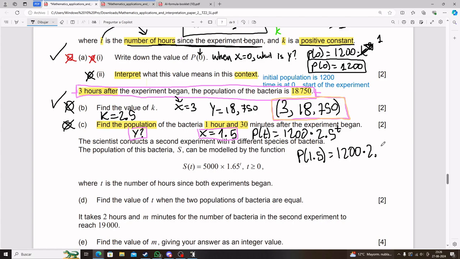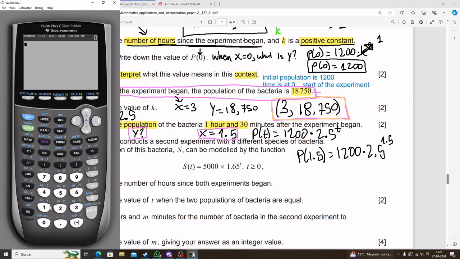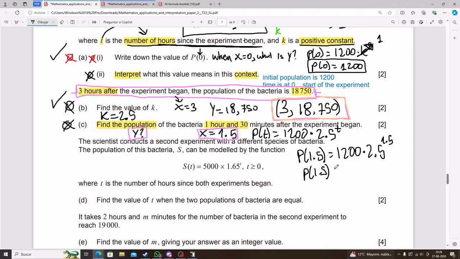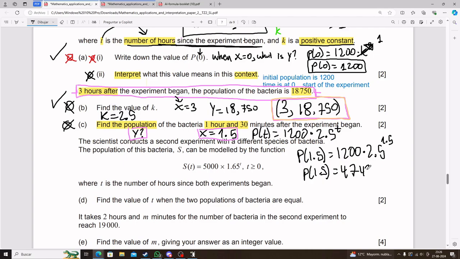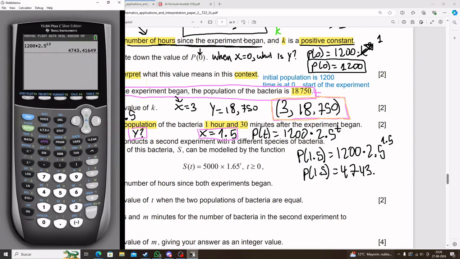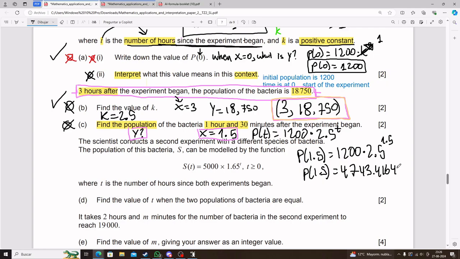So that looks something like this. Okay, obviously it looks nasty. No one likes exponents, but we can learn them and make it a little bit easier on ourselves. So go ahead, plug it into your calculator. You end up with this. So P of 1.5 equals 4,743.41649. If you would like to leave it in significant figures, I guess you could count 1, 2, 3, round it up or keep it the same. You keep it the same, so you can leave it as 4,740.